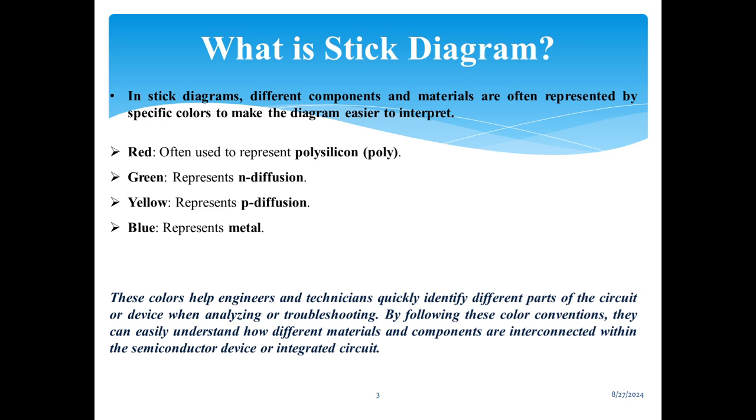Metal layers are used in ICs for interconnecting various components and layers. They typically form the conductive paths between different parts of the circuit. These colors help engineers and technicians quickly identify different parts of the circuit or device when analyzing or troubleshooting. By following this color convention, they can easily understand how different materials and components are interconnected within the semiconductor device or integrated circuits.